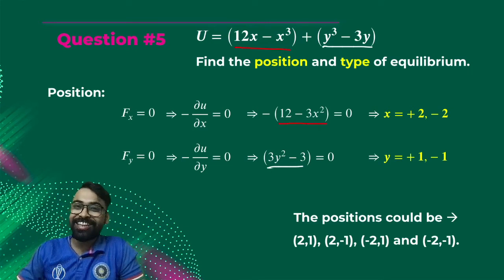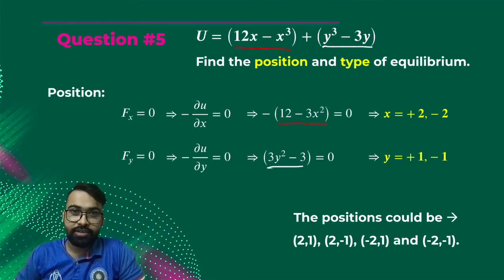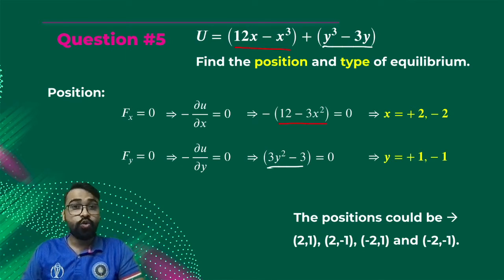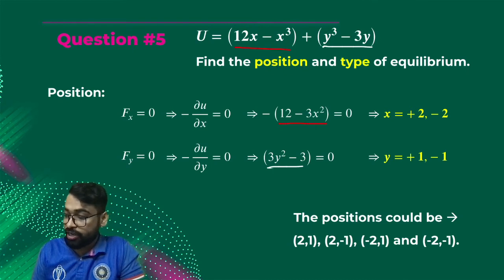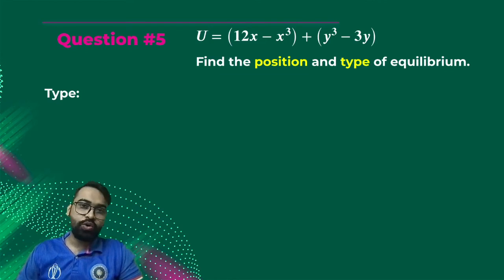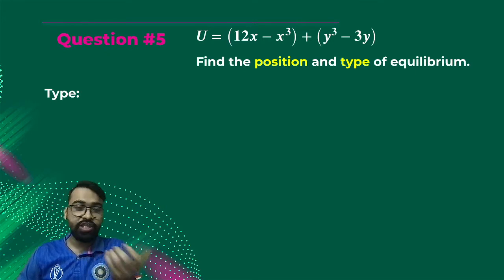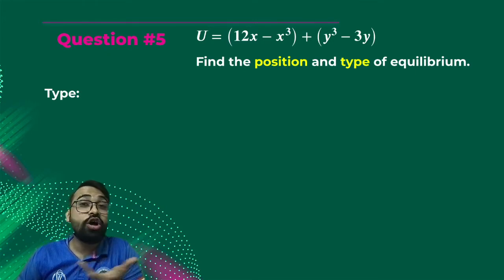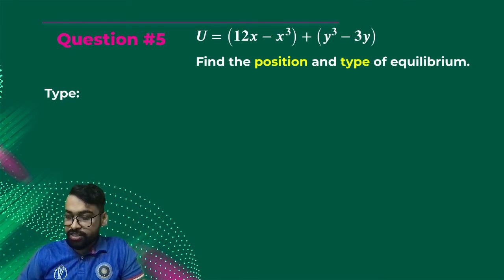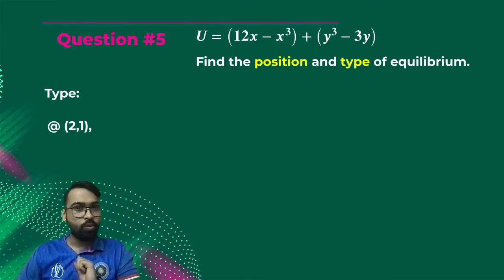Now I hope you understand that if you have 4 positions, you'll have to do that 4 times to get to the correct answer. No, not 4. You'll have to do it 8 times. Why? Let's see what we can do with respect to type. We have done position already. If we talk about the type of equilibrium, you need to calculate del 2u by del x2 and del 2u by del y2 with respect to both x and y. But where will you find them? At those 4 points which we just got. So let us take the first point at 2, 1. X is 2, y is 1.